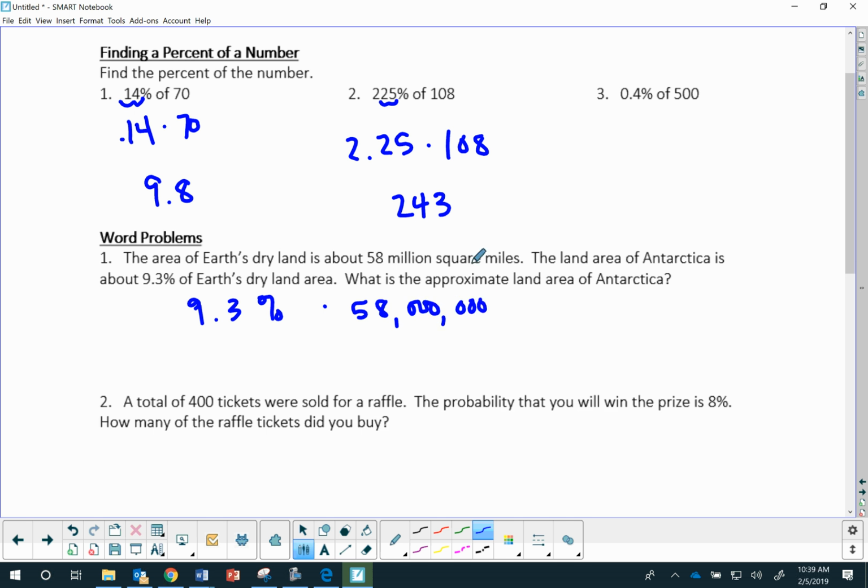When I do that, I'm going to turn 9.3% into a decimal by moving the decimal 2 places to the left. I have 0.093 times 58 million. When you do that in your calculator, you should come up with 5,394,000 square miles.